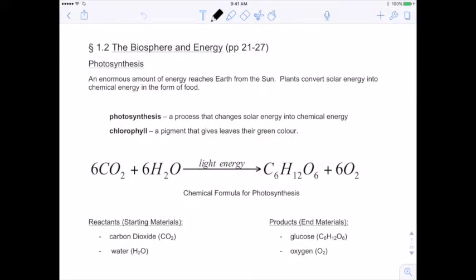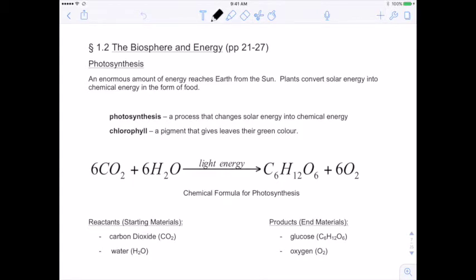The Biosphere and Energy. If you need energy, you go to the fridge and you pick up some food and you eat it, and that gives you energy. But where did that energy come from? Well, the things that you eat could be either animal or plant products. And where do they get their energy from?